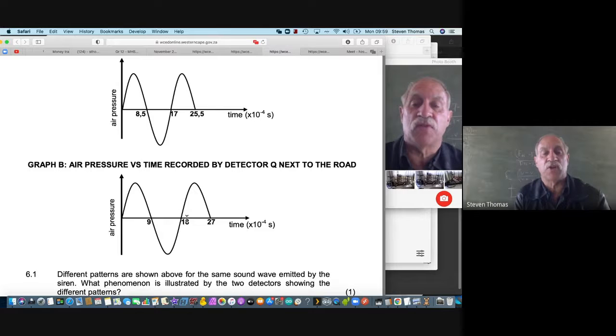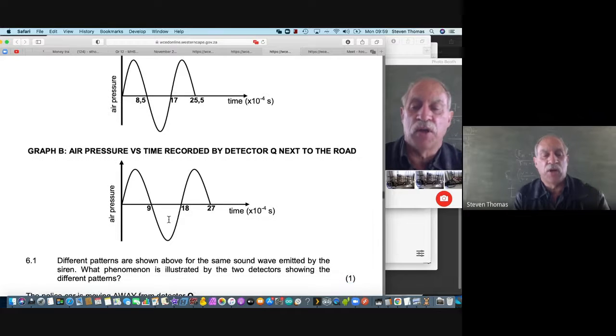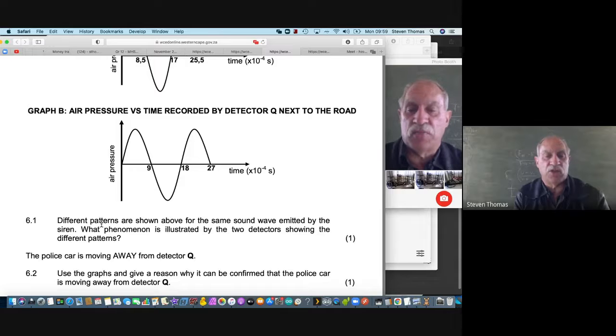Now you've got frequencies. This is the actual police car. This is next to the road. So look, this time is longer. So this is obviously when it's moving away, and this is when it's normal. This is the non-Doppler. This is when it's moving away. So what do they say here? Different patterns are shown above for the same sound wave emitted by the siren. What phenomenon is illustrated by the detector showing the different patterns? And it's Doppler. It says the police car is moving away from detector Q.